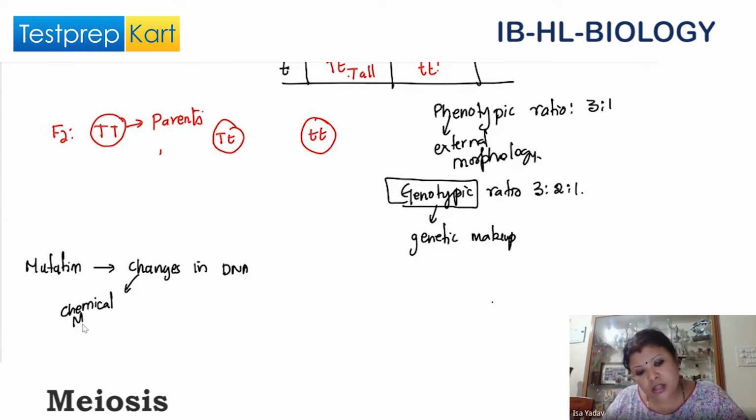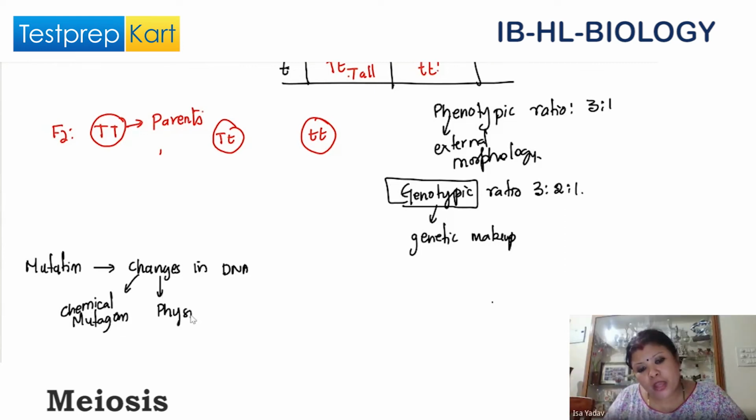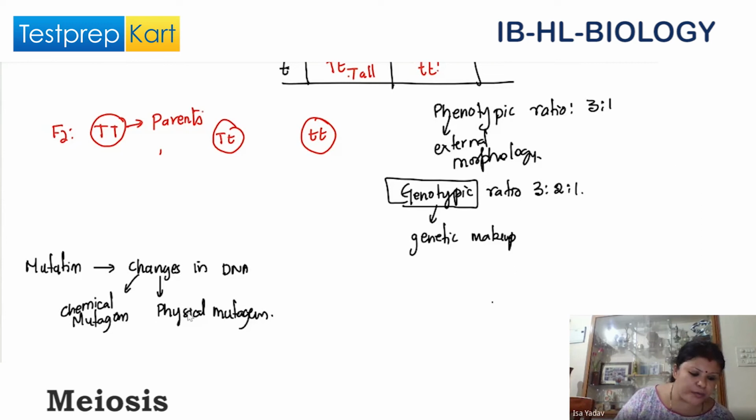And these changes can be due to chemical mutagens. They can be due to physical mutagens. Chemical mutagens are chemicals that bring about mutation. Physical mutagens are like X-rays, radiation, gamma rays. Okay, all these.